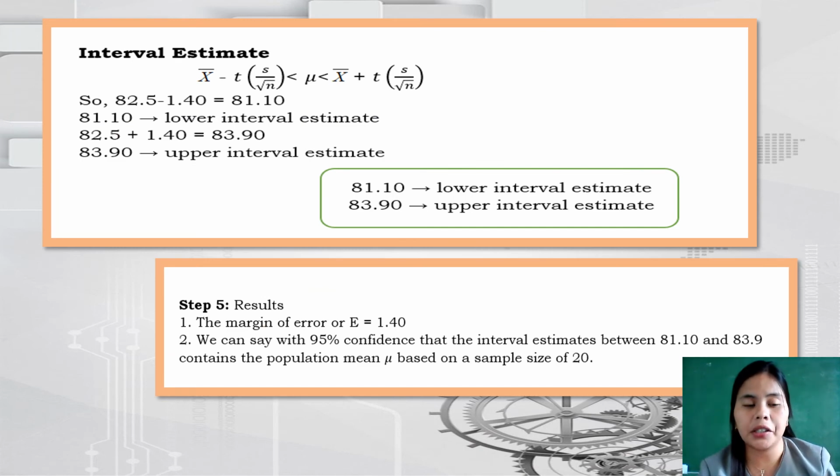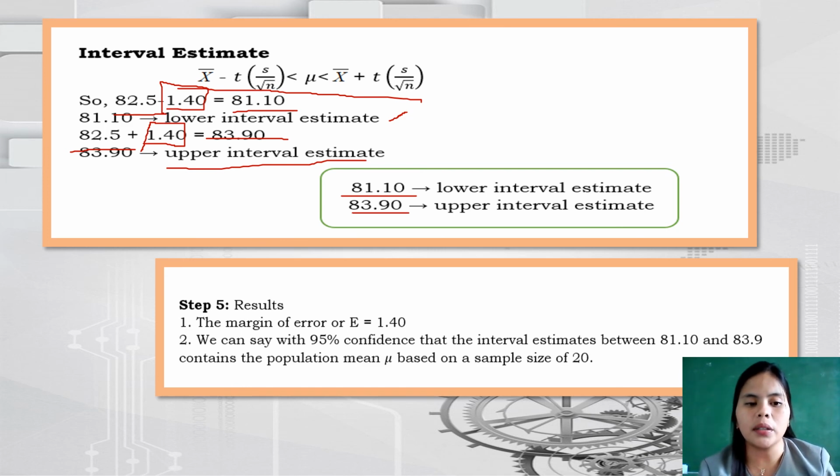Now we find the interval estimate. We have this formula for finding the interval estimate. First, we look for the lower interval estimate. To find it, we subtract the margin of error, 1.4, from the sample mean, 82.5. So 82.5 less 1.4 is equal to 81.10. So 81.10 is our lower interval estimate. For our upper interval estimate, we add the margin of error, 1.4, to the sample mean, 82.5. So 82.5 plus 1.4 is equal to 83.90, our upper interval estimate.